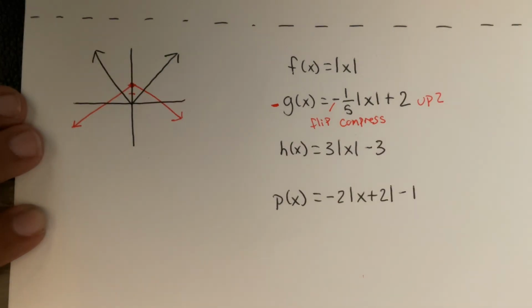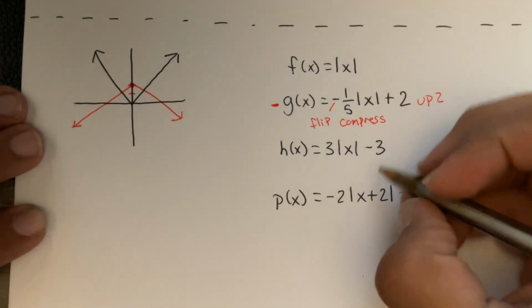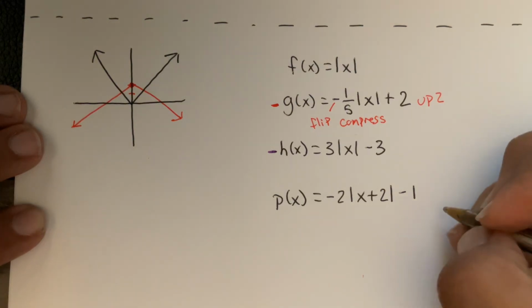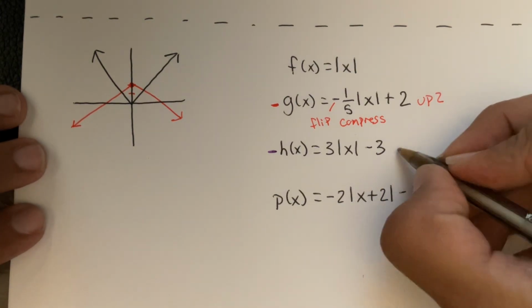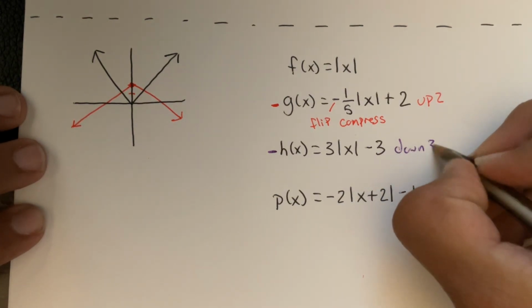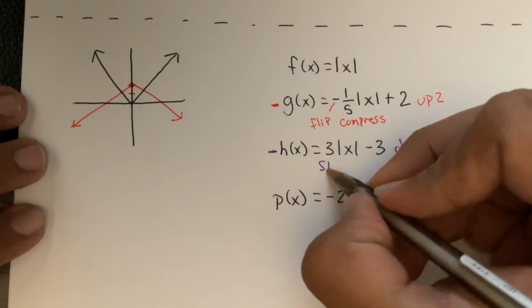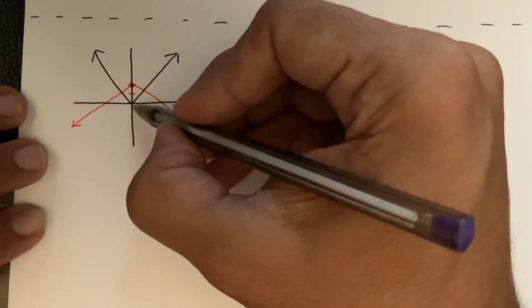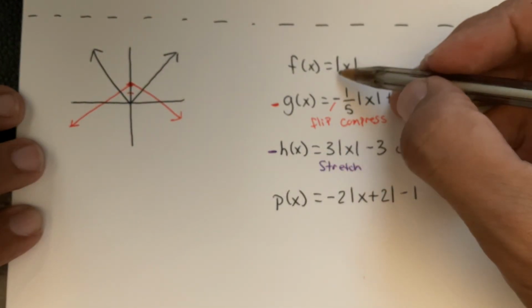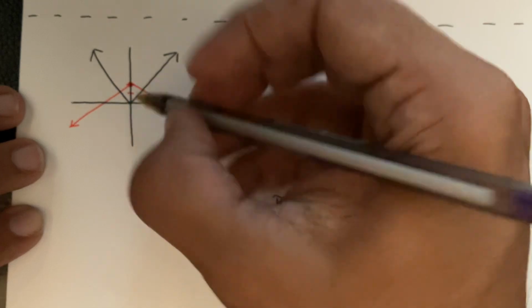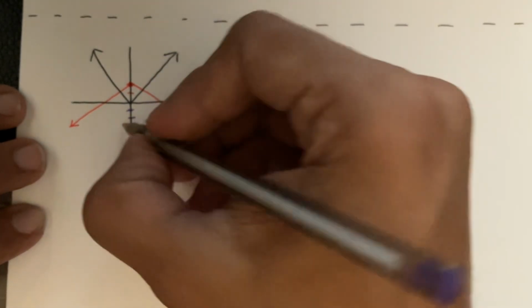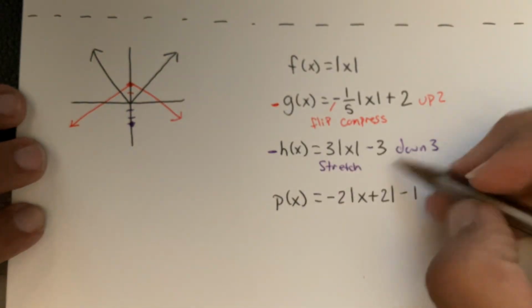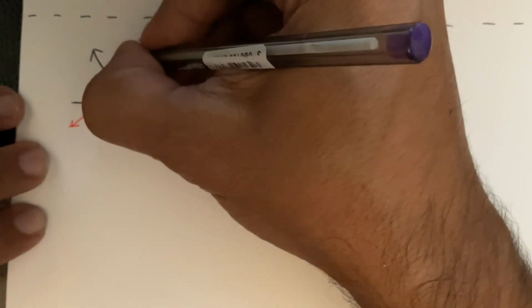Okay, let me change pens. See if this purple one works. So we'll make this one purple. So this is down 3, and then this is a stretch. So this is going to be down 3. So from the origin, now remember, I'm changing the original. So from the original one, I'm going to go down 3, and it's going to be located right here. And then I'm going to stretch it, which means it's going to be pretty sharp.